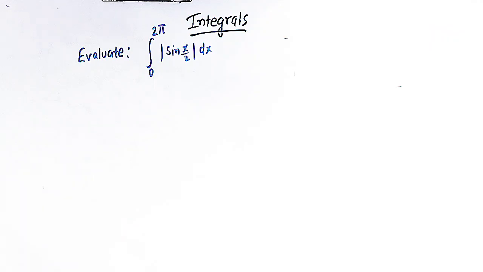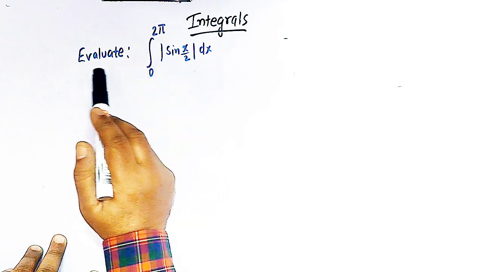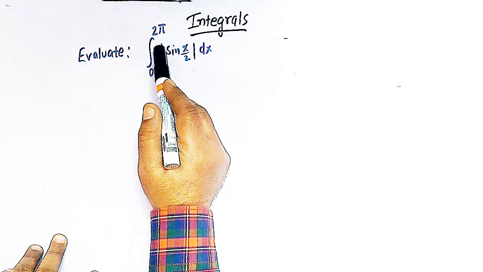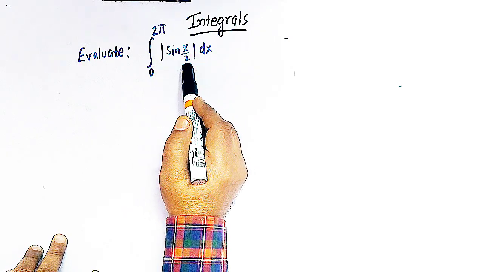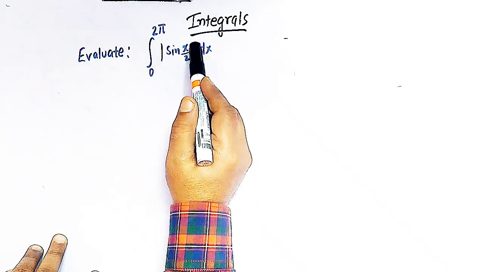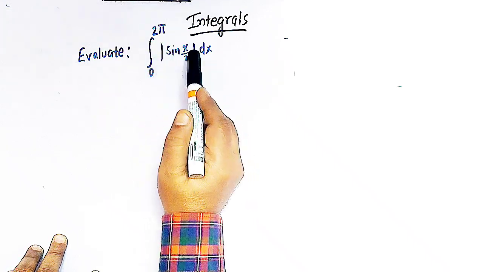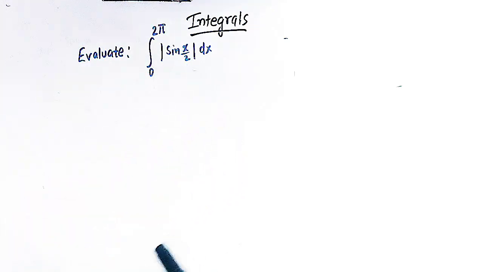Hello viewers, in today's class we are going to evaluate this integral. So here we have to evaluate the integral from 0 to 2 pi of the absolute value of sine x over 2. And here we can see that the integrand is an absolute value function, that is the absolute value of sine x over 2.